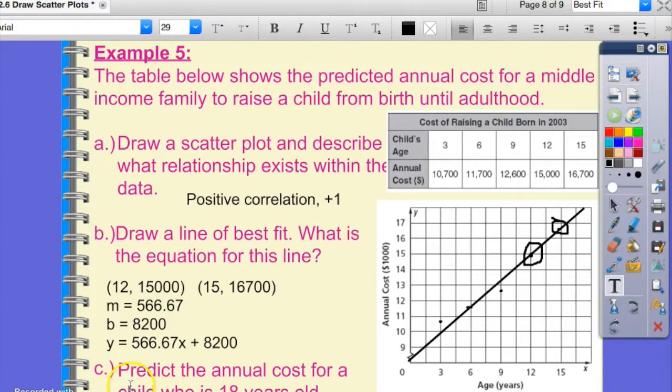Predictions is, well, what happens at this point based on the graph of the data. So x is 18. So what we're going to do is plug in 18 for x and solve. And what you're actually going to get is $18,400 for annual cost. So that's actually a big amount of money, right? Annual cost for a child who's 18 years old is $18,400. That's a lot of money, isn't it, per kid?